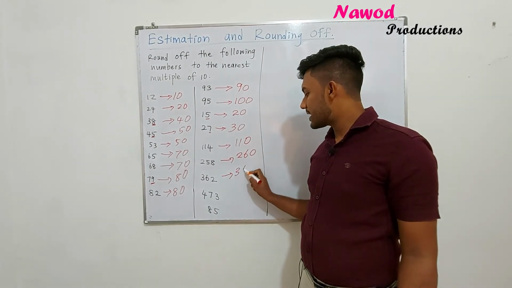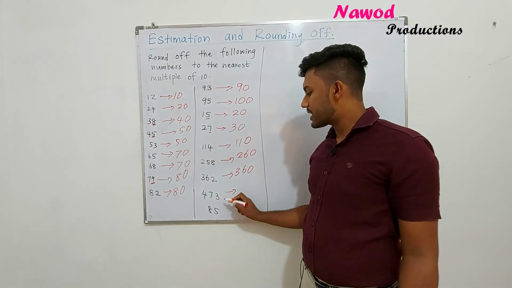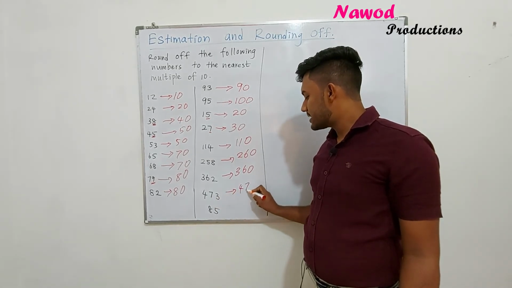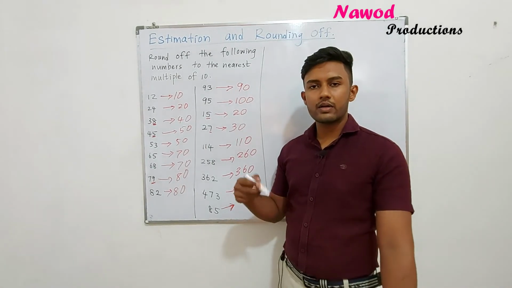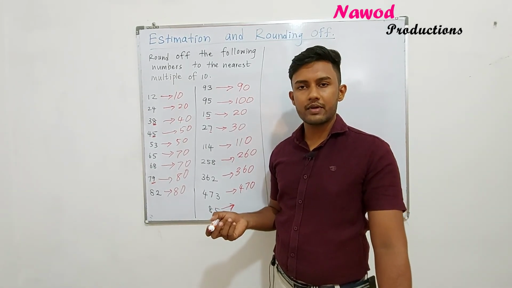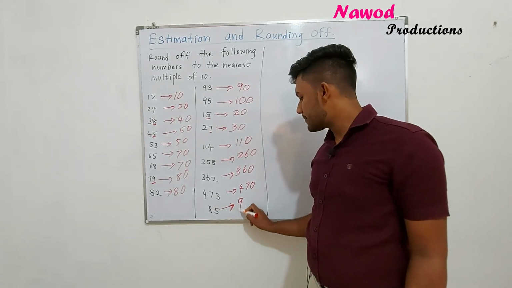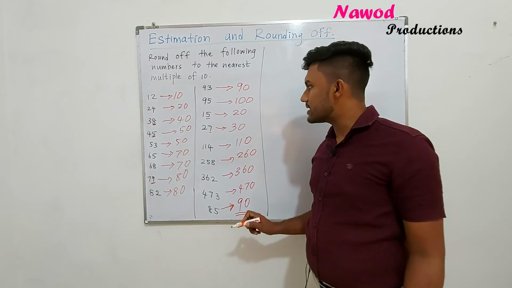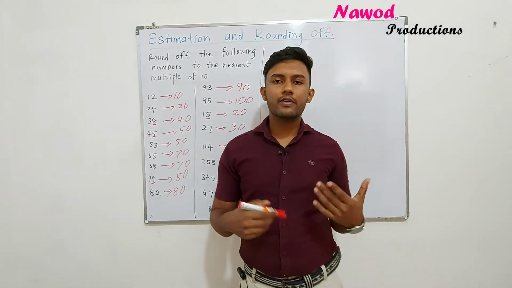362, 360. 473, we can obtain 470. 85, when rounded off to the nearest multiple of 10, we can obtain 90 as the answer. Then we know how to continue the rounding off questions.